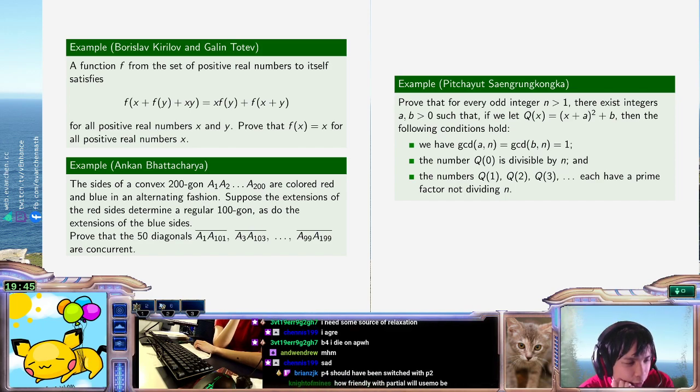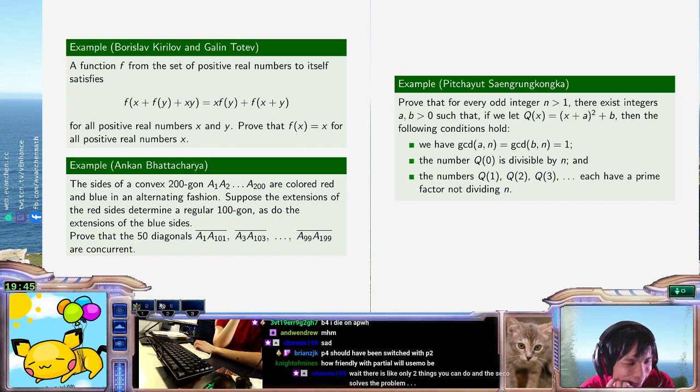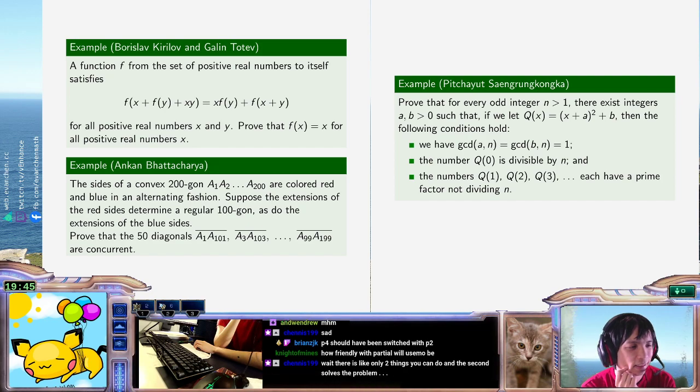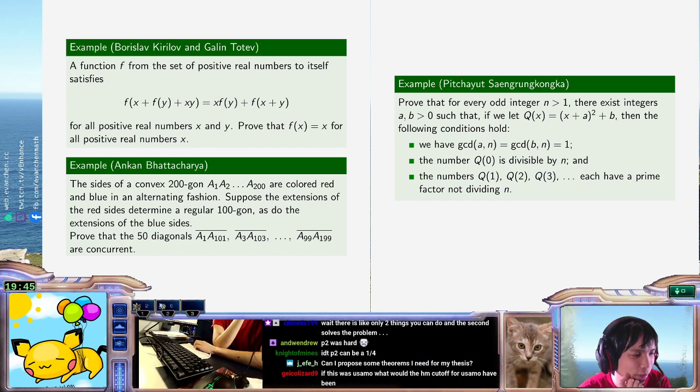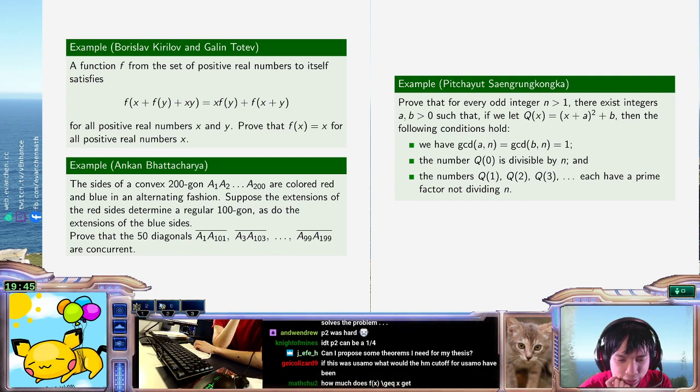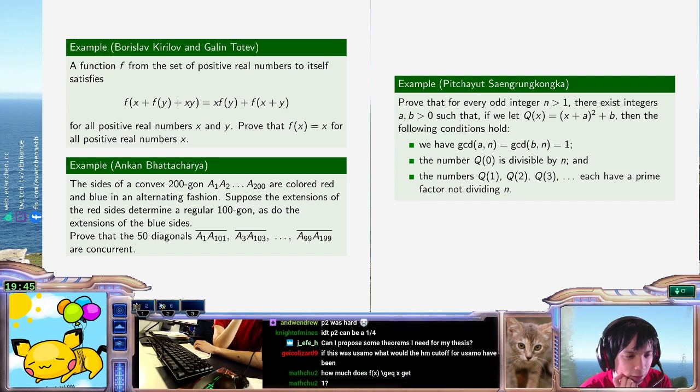Problem 4 should have been switched to problem 2? No, I don't like it. I don't think P2 can be a 1-4. Can I propose some theorems I need for my thesis? If you propose the theorem with a solution, I'll take it.